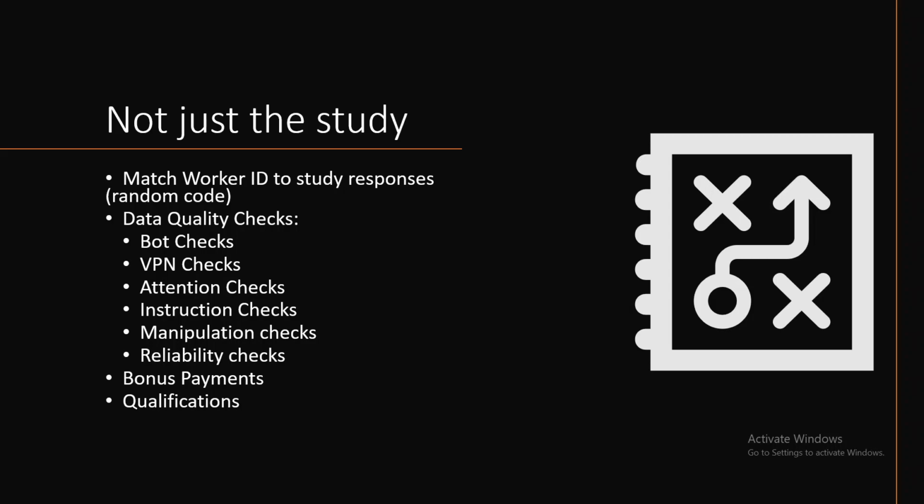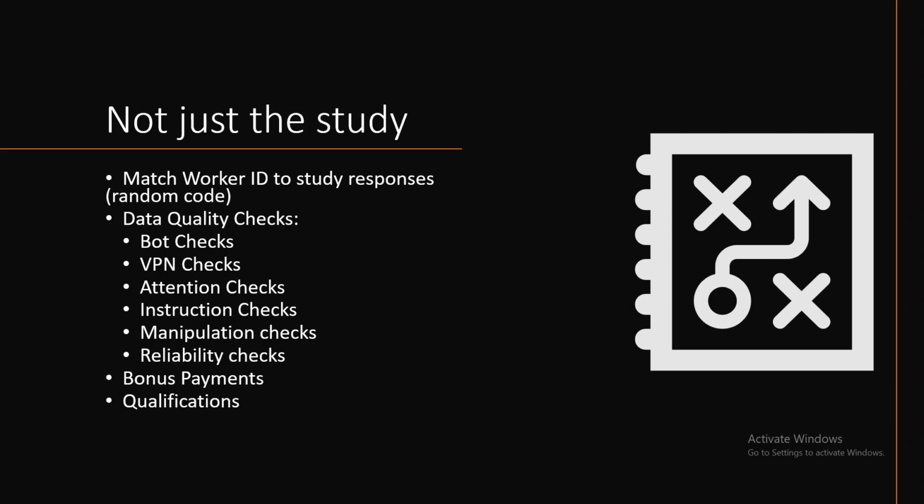Following that, there's a couple of data quality checks that you should implement regularly in every study. So the first is bot checks. These are things like reCAPTCHAs that ensure the person is not using automated tools to randomly or even systematically try to select answers. VPN checks are just there to make sure that people are in the location that you are requiring them to be in. If you require them to be in the United States, you can do VPN checks to make sure that they are in the United States, and I'll give you some examples of that in the next slide.